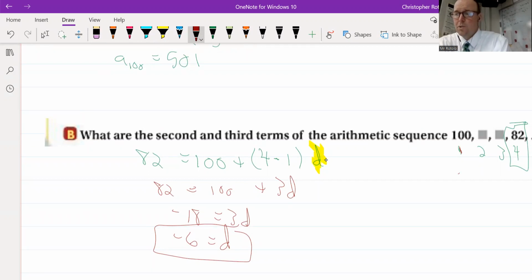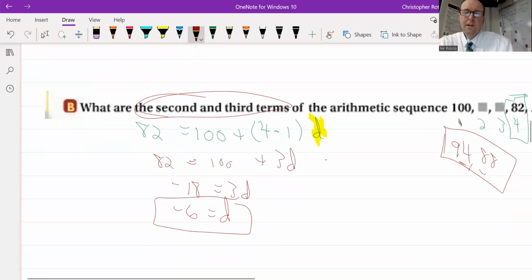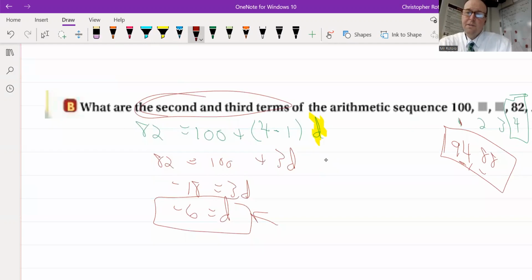So that means term number 2 should be 94. And then 88 for my two terms that should be in the middle. That's what it says. What is the second and third term? So I did all this work, right? Multiple choice somewhere in your life. If you do this, they're going to give you negative 6 as one of your answers. Don't circle it because the question was, what's the second and third term? So we can kind of work backwards as needed.